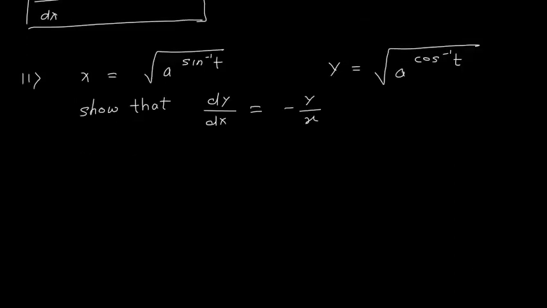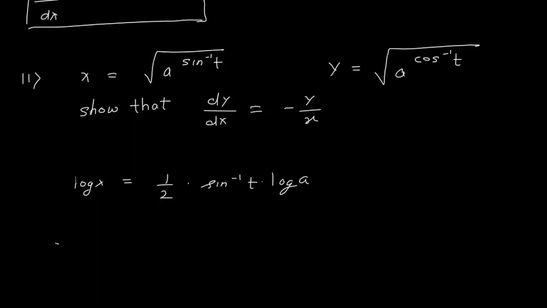Now this 11th question, x is equal to root of a power sine inverse t, and y is root of a power cos inverse t. Minus 1 means sine inverse and cos inverse. Okay. So as I have to prove that this dy upon dx is minus y upon x, let us try to get the answer using log. Okay. So x is given. So log x will be equal to, this is root, so it is 1 upon 2. Now log of a power sine inverse t will be sine inverse t into log a. Simple, right? This is log x.